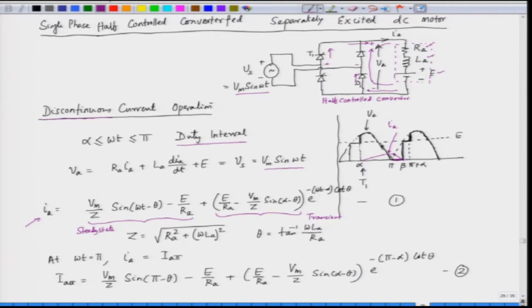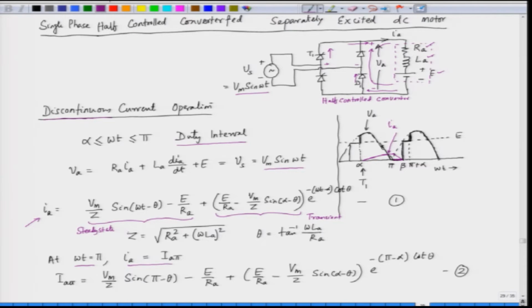Now, Z is the impedance of the armature circuit, that is the resistance plus the reactance, and theta is the impedance angle or the power factor angle. Now, the current starts from 0 and it reaches some value at omega t equal to pi. The omega t is on the x axis. So, at omega t equal to pi, the current is I A pi.